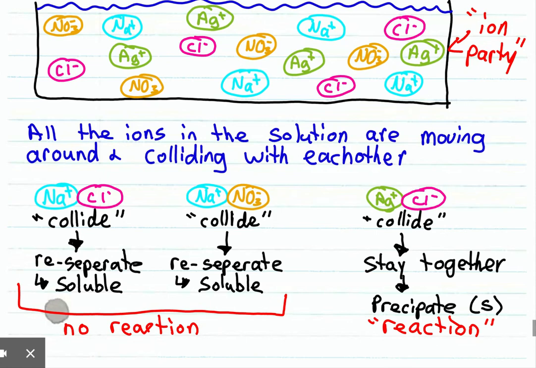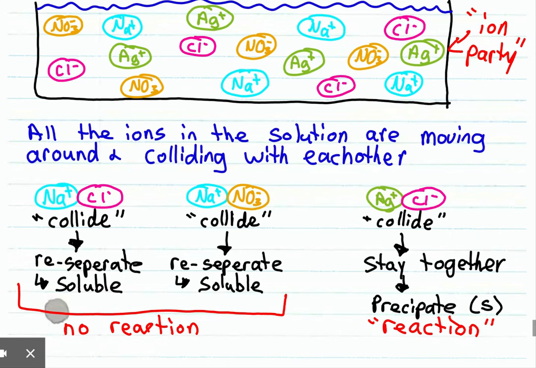All right, so in the ion party, all the ions are floating around in our ion party up here, and they are colliding with each other. At one point, the sodium and the chlorine ion collide together. But they collide, they say, hey, how's it going? But they re-separate because they don't actually really want to hang out with each other. They re-separate because sodium and chlorine ions, when they join together, they're soluble.